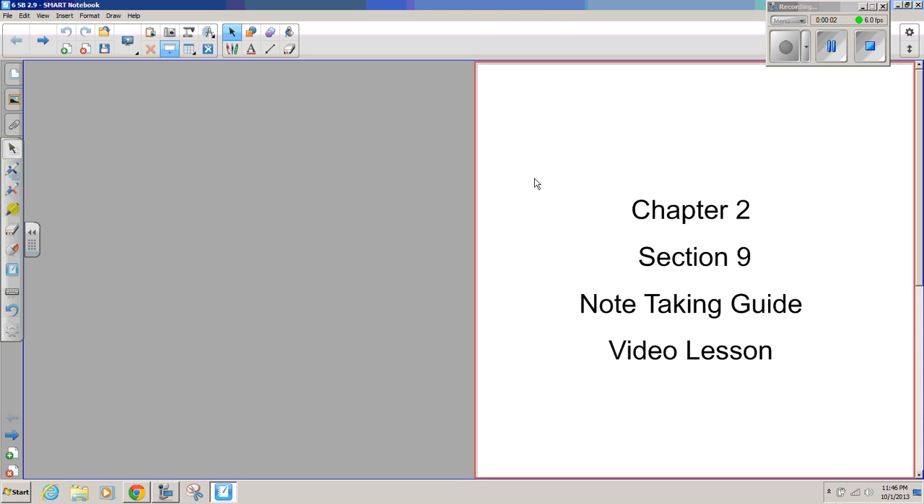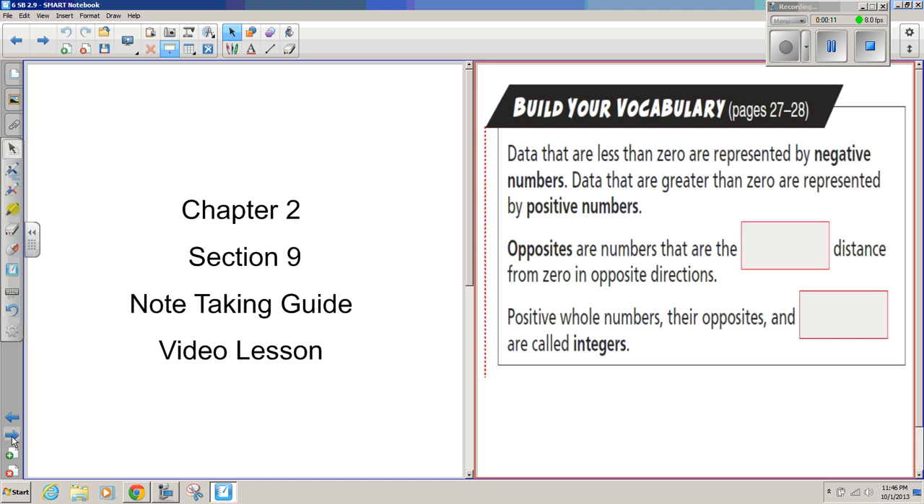All right, welcome again, Math 6 students, to Chapter 2, Section 9, entitled Integers and Graphing. Take care of some of your vocabulary right now.